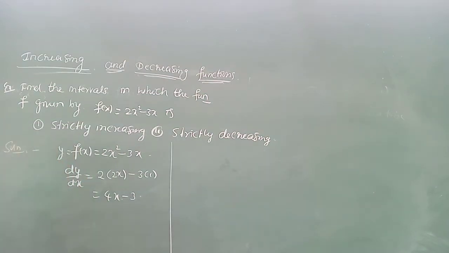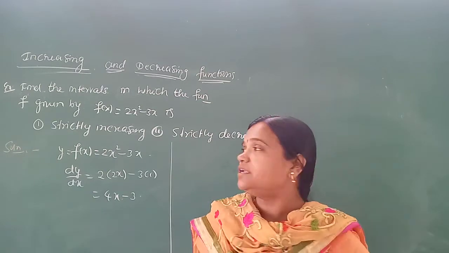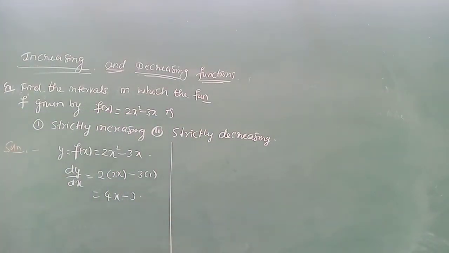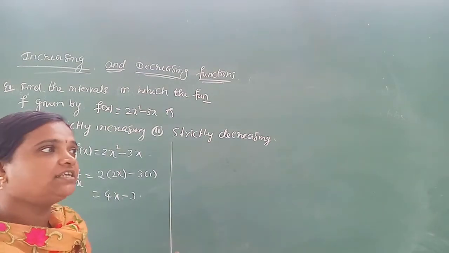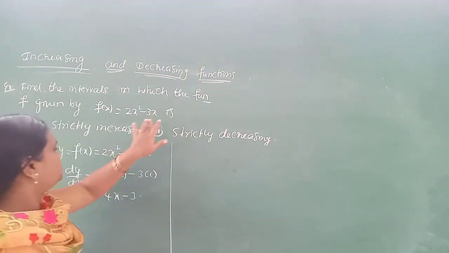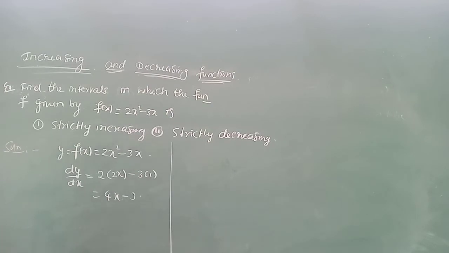But the very first step is we have to calculate the critical points. For increasing and decreasing, we have to verify at which point it is constant or stationary. At that point we can verify whether the function is increasing or decreasing. Therefore, for dy by dx equal to 0, we get 4x minus 3 equal to 0, 4x is 3, x is 3 by 4.